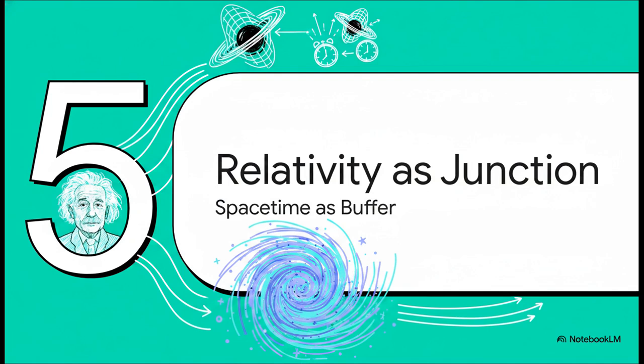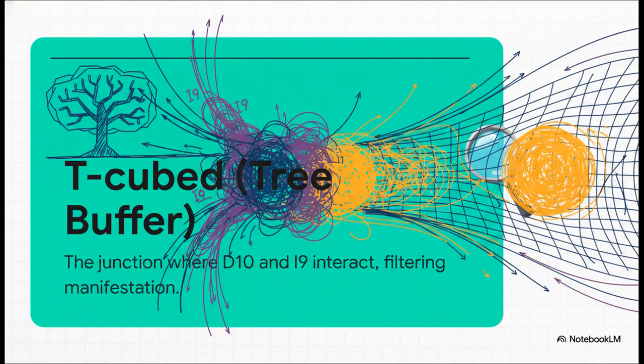Let's take this a step further and map spacetime itself directly onto the DCU's third coordinate. Remember T cubed, the tree? That buffer junction where D10 and I9 interact and where reality actually propagates? Think about Einstein's general relativity. He said gravity isn't a force pulling things through empty space, it's a curving of spacetime. Well, in the DCU, massive bodies literally alter the pathways of the T-cubed traversal field. They actually deform the buffer.